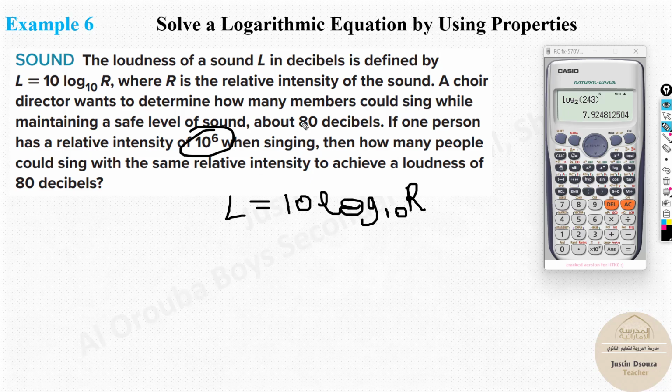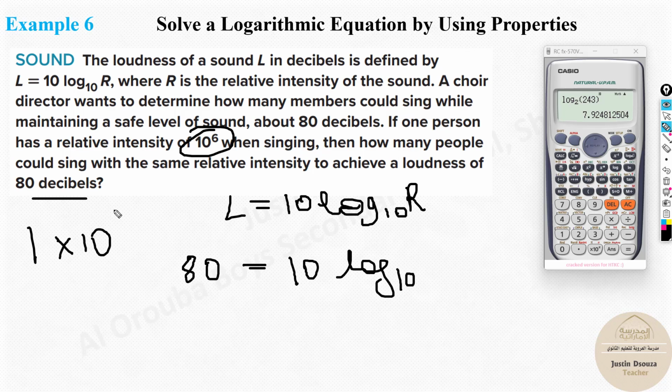So this is the relative intensity of one person. But they have also mentioned the safe level of sound, the loudness of sound. L is equal to what? 80 decibels. It should be only a maximum of 80 decibels. So L is already given as 80. 10 log base 10. The relative intensity of one person is 10 to the power 6.